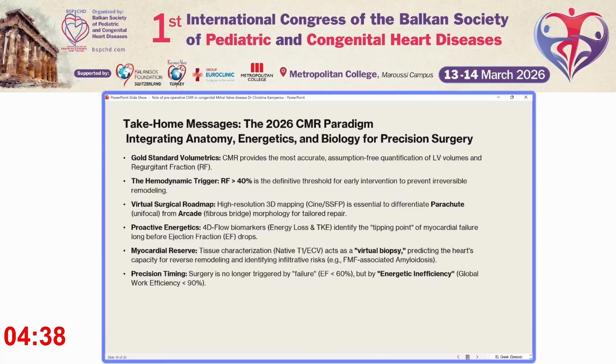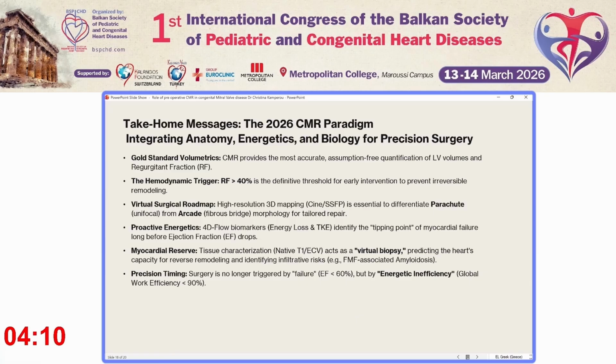To conclude, the role of CMR in congenital mitral valve disease has evolved from a purely descriptive tool into a comprehensive hemodynamic auditor. In the 2026 clinical landscape, we have moved beyond the watchful waiting of the echocardiographic era. First, we must acknowledge CMR as the gold standard for volumes. And second, CMR provides the surgeon with a visual roadmap.